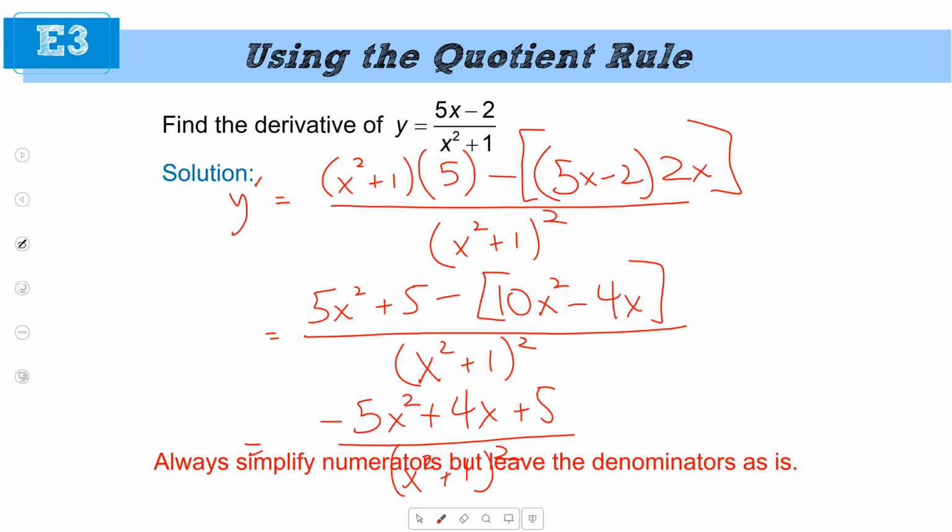Always simplify numerators. Do not simplify denominators. That's particularly important in the future when we start doing some craziness. Until that craziness comes along, well, not until, just don't simplify denominators. Leave them alone.